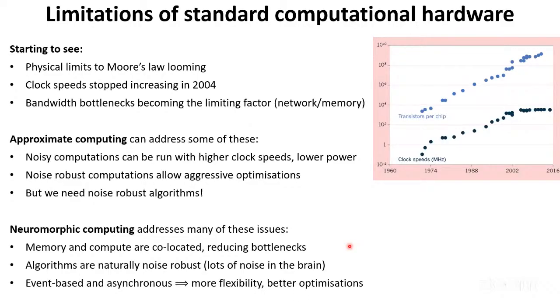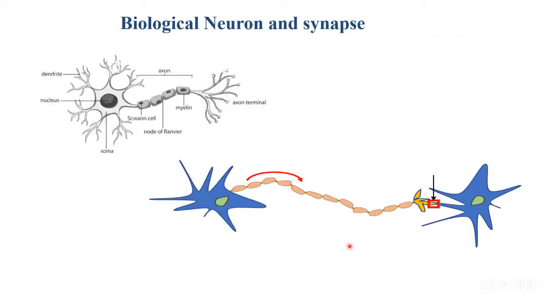So let's see how neuromorphic computing, or rather how the human brain, performs computation. It is important to understand. Let's see that now. The biological neuron, basically the human brain, performs computation with the help of neurons and synapses. And what are a neuron and a synapse? That is very important to understand.